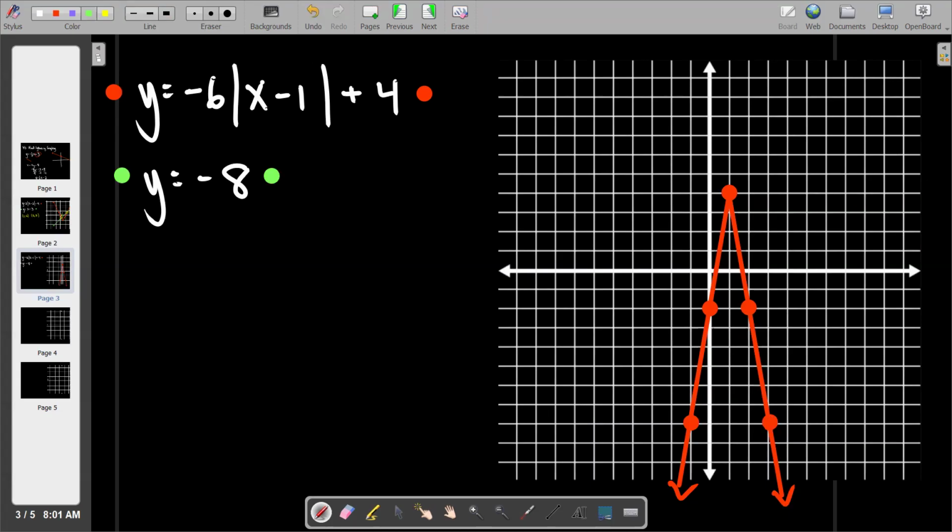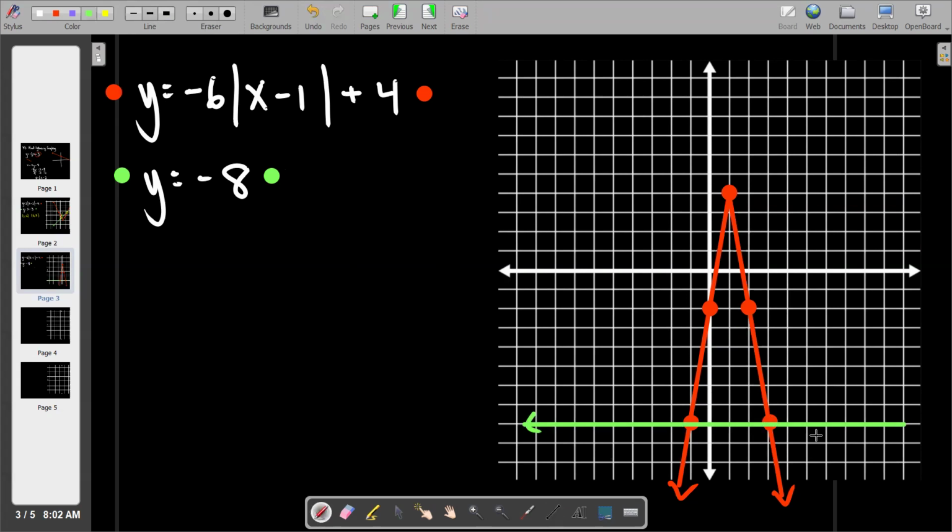So this is not the kind of equation where we talk about slope or anything like that. It's very basic. It just means that we go down to where y is -8. So 1, 2, 3, 4, 5, 6, 7, 8, and then we just graph a horizontal line like that.